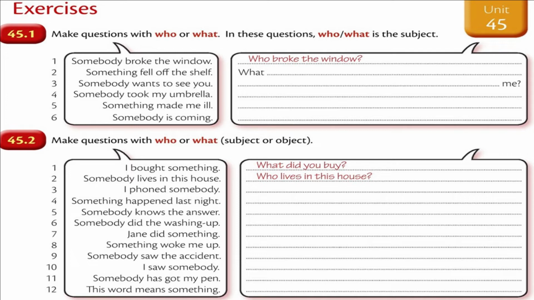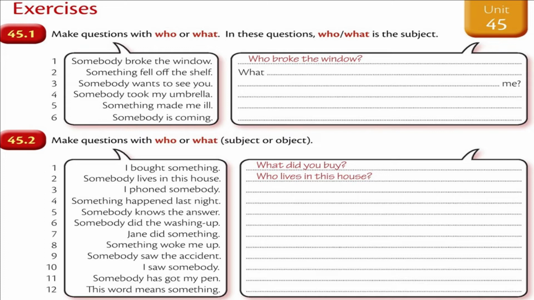45.1. Make questions with who or what. In these questions, who, what is the subject. Number 1. Somebody broke the window. Who broke the window? Number 2. Something fell off the shelf. What fell off the shelf? Number 3. Somebody wants to see you. Who wants to see me?